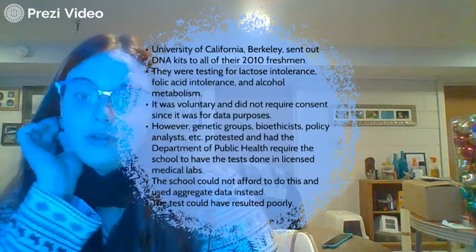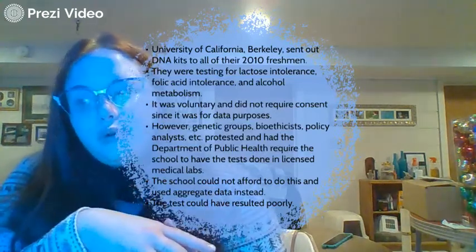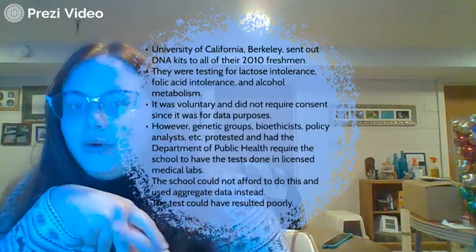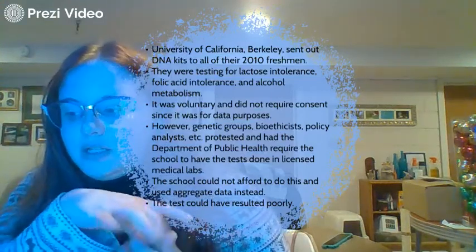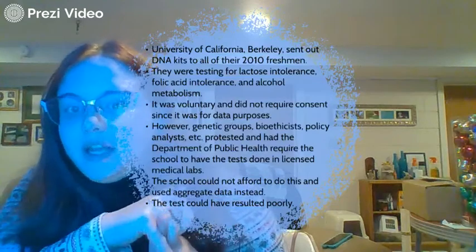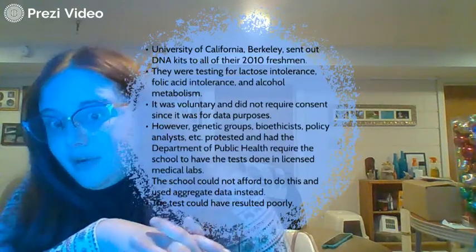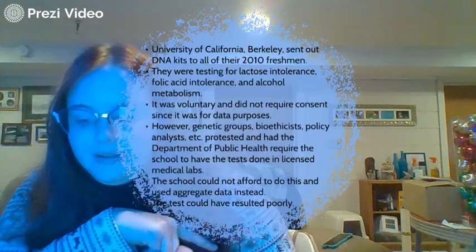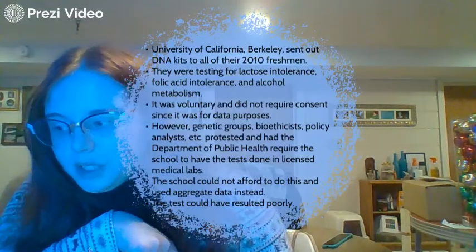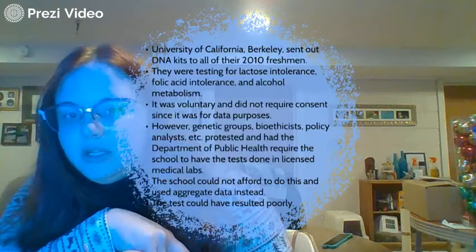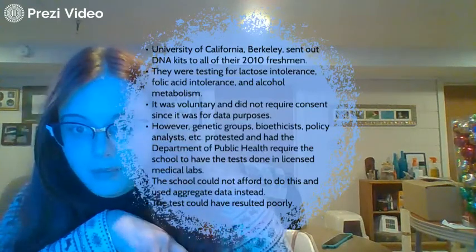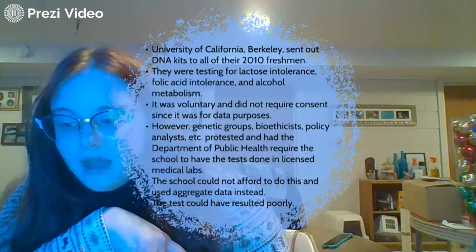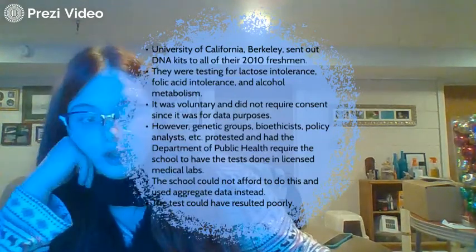So the Department of Public Health required them to have these tests done by licensed medical labs, which would have greatly increased the price of what they were originally planning to do. So University of California, Berkeley decided to shut the whole program down. And it was also that the tests could have resulted poorly, especially with alcohol metabolism: if certain people found out they had a higher metabolism, that could have increased drinking levels.